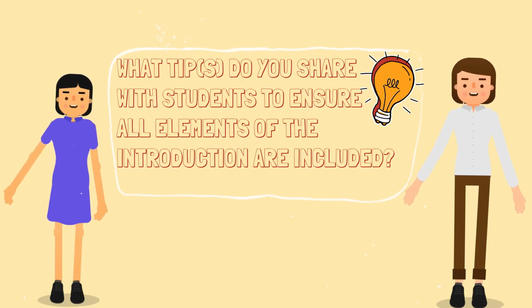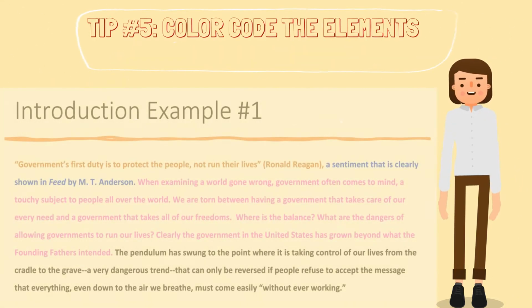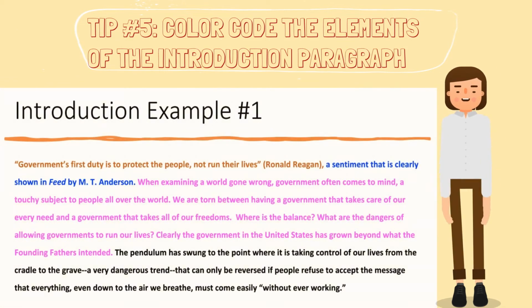As a high school teacher, what tip or tips do you share with your students to ensure that all the elements of an introduction paragraph are included in their paper? Here's an example. This was an essay written by my grandson 2 years ago in a composition class, and you notice that it's color-coded. I always require my students to color-code their introductions and highlight different things throughout their papers, but there are those 4 elements. You've got to make sure that they're there, and the easiest way to see that they are there is to color code them or highlight them different colors.